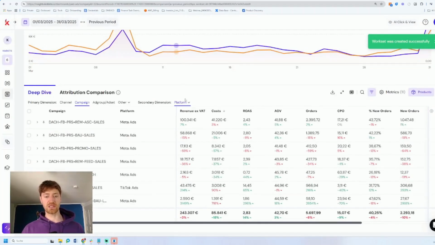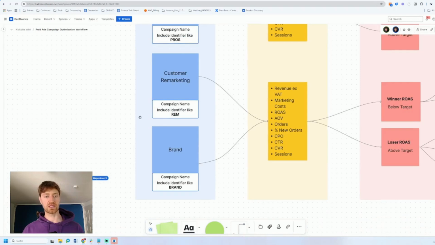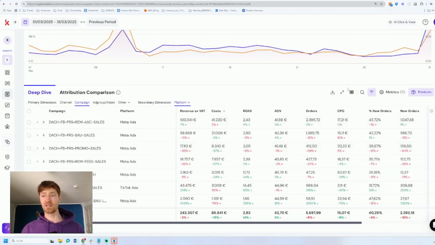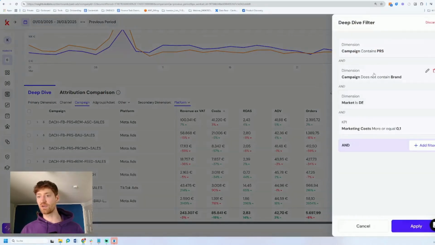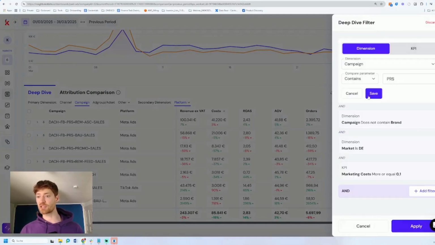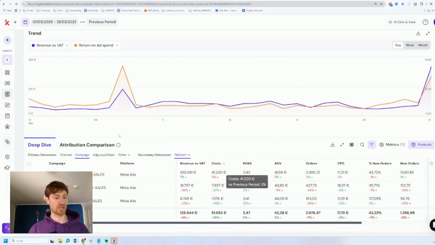Now, this process we will repeat for the other two campaign goals, customer remarketing and brand. Let's follow the same logic. We will actually set new filters. This time we don't want to take out the prospecting campaigns. We would rather take the remarketing campaigns, as this is part of our name convention. I will do that. We will set it up and let's check together.